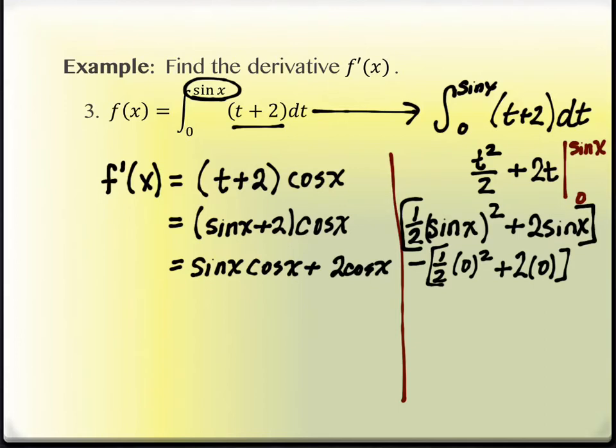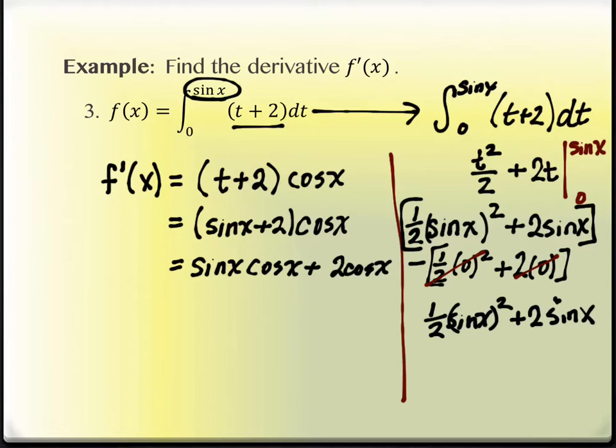And that's what we just learned on the last couple of problems, right? We evaluated the top value, which happens to be a function here, sine x. We evaluated the lower value, which is 0, and we're going to simplify some things. So what happens to the 1/2 0 squared? That's 0. How about the 2 times 0? That's 0. So I actually only end up with the first piece there, right? I have 1/2 sine x squared plus 2 sine x.